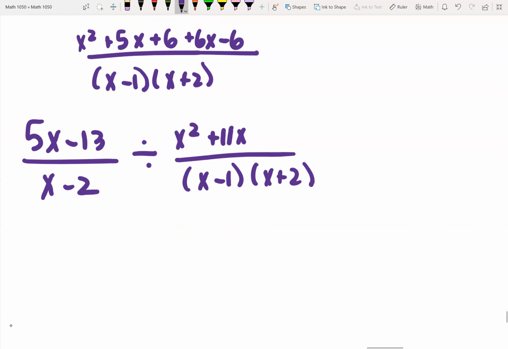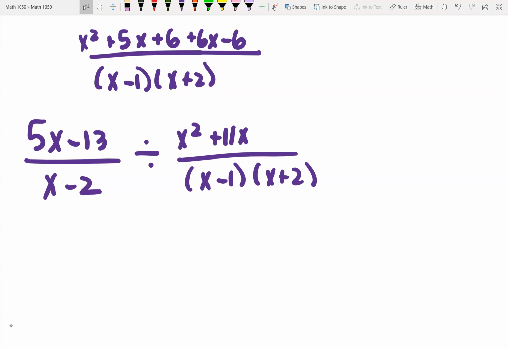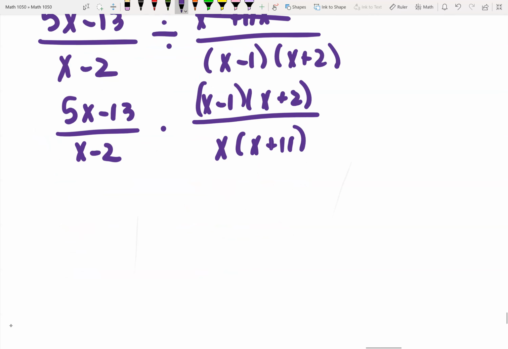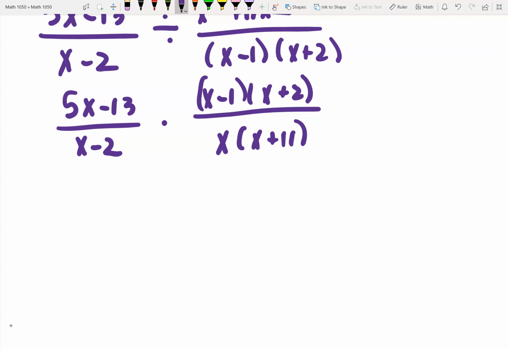Now, I do have one little piece of advice. See the numerator on the right? Do you see how you can take out an x? I am going to do that because it's not fully factored and maybe something will cancel. I want to make sure everything's nice and factored, okay? Now I'm going to write it as a multiplication. I'm going to leave the first fraction the way it is, flip the second guy upside down, and it looks like this. When I teach this, I usually throw parentheses around the 5x minus 13 and the x minus 2, just so people remember those are stuck together. It's like one unit.